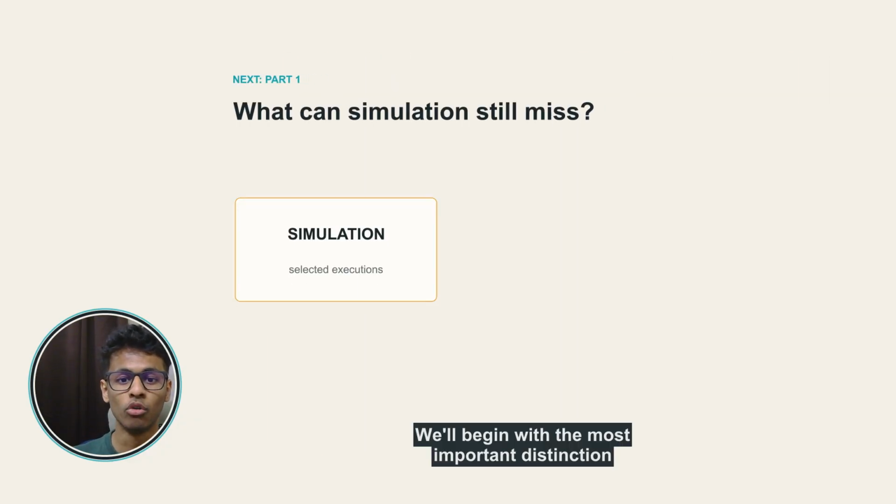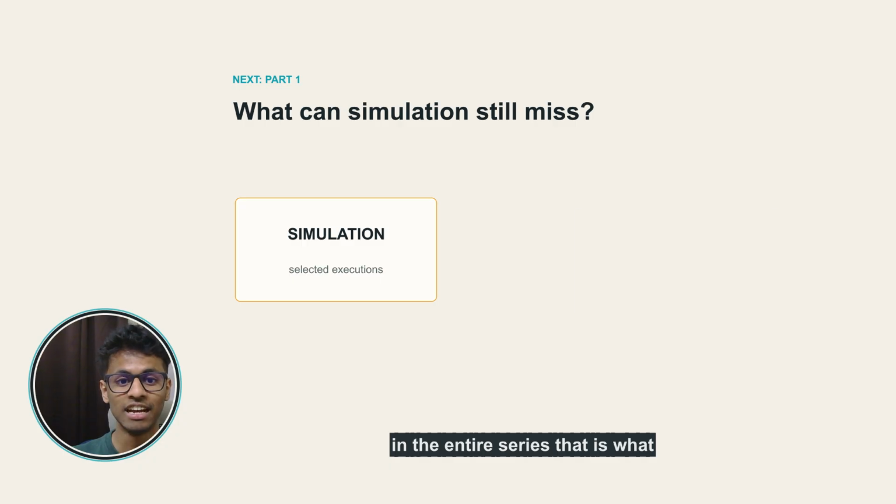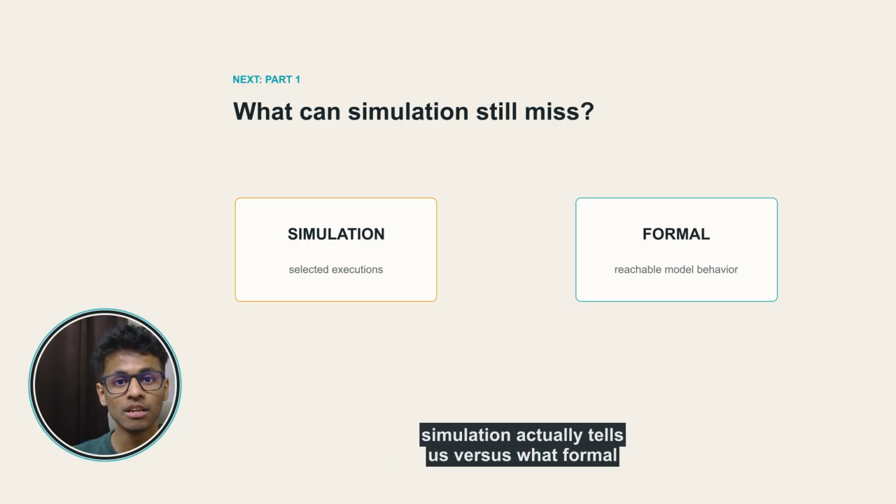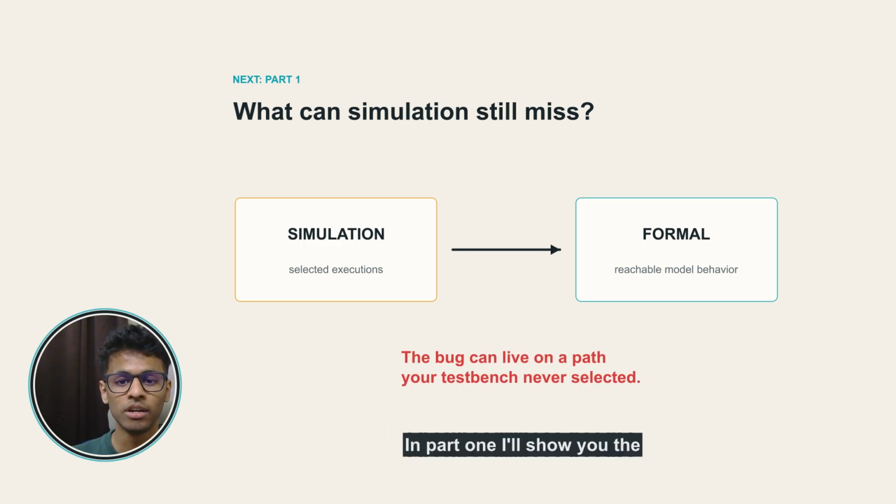We will begin with the most important distinction in the entire series, that is what simulation actually tells us versus what formal can establish, and how modern verification requires both. In part 1, I will show you the exact kind of execution that an apparently thorough simulation may still miss.